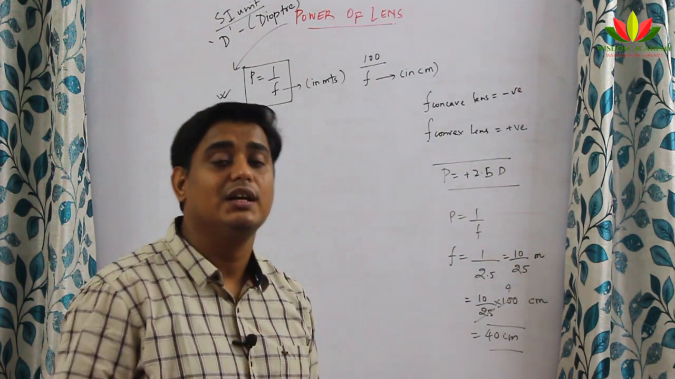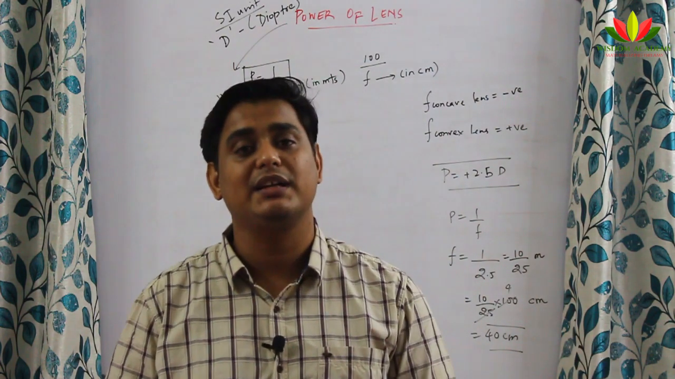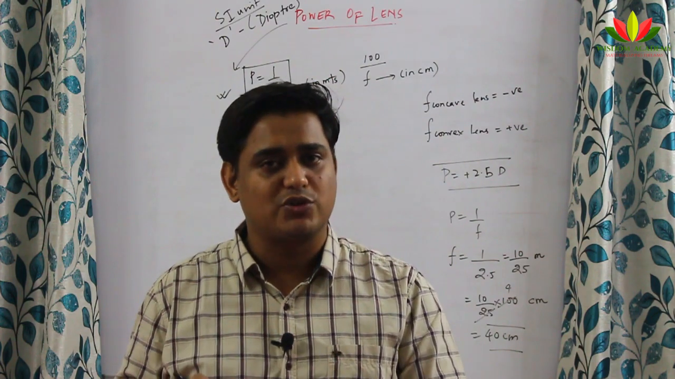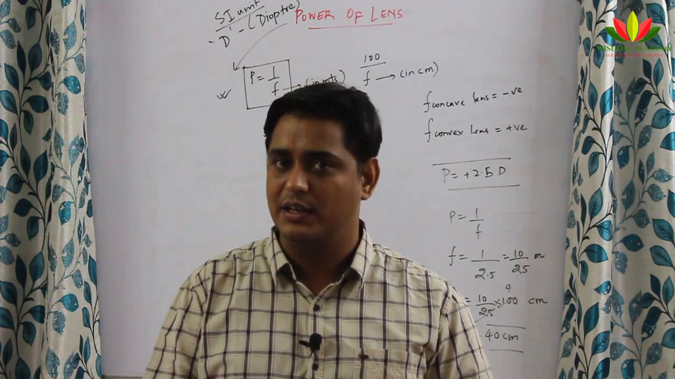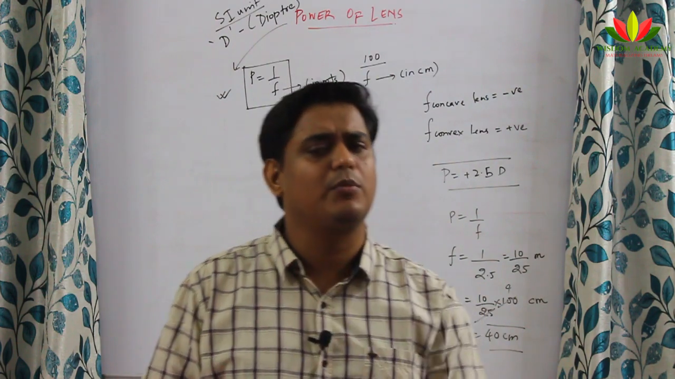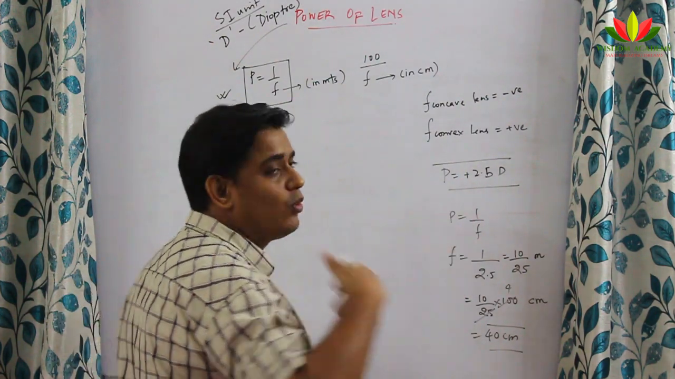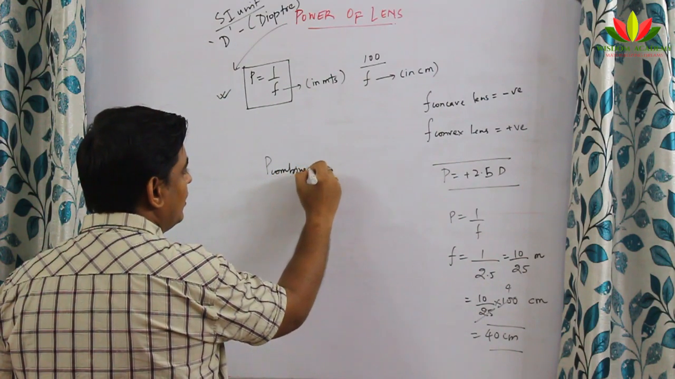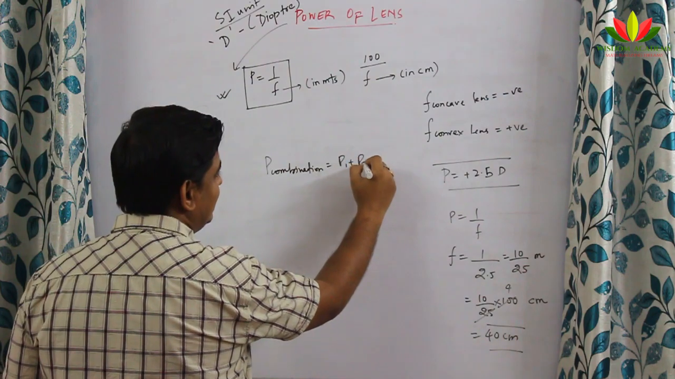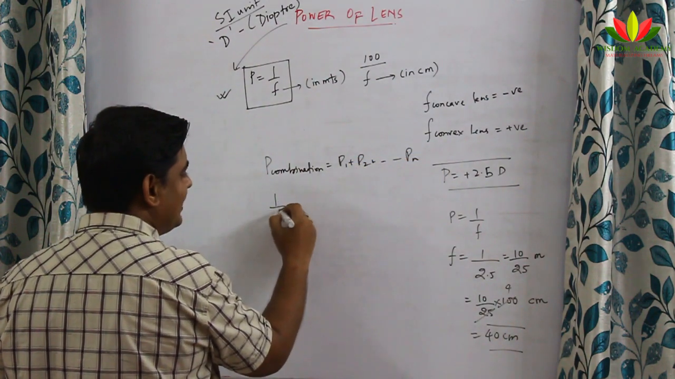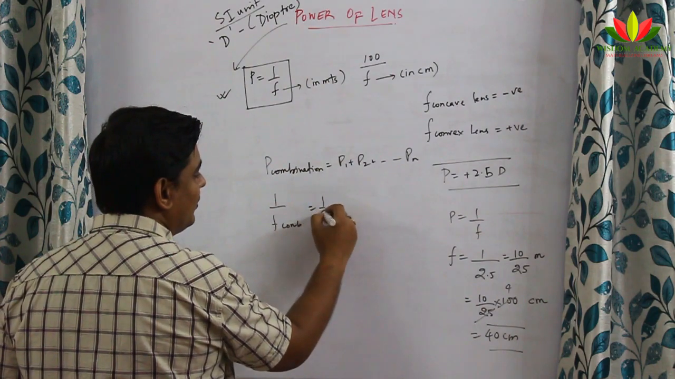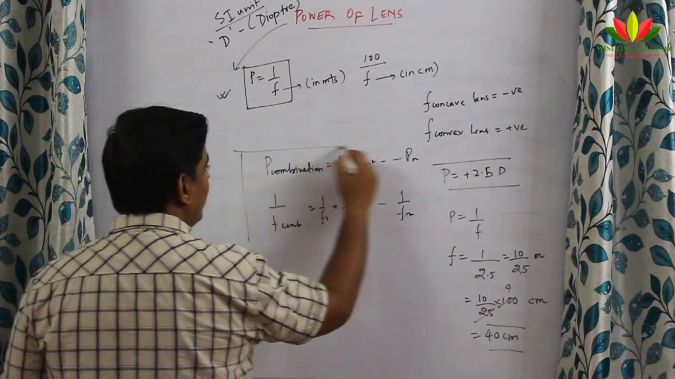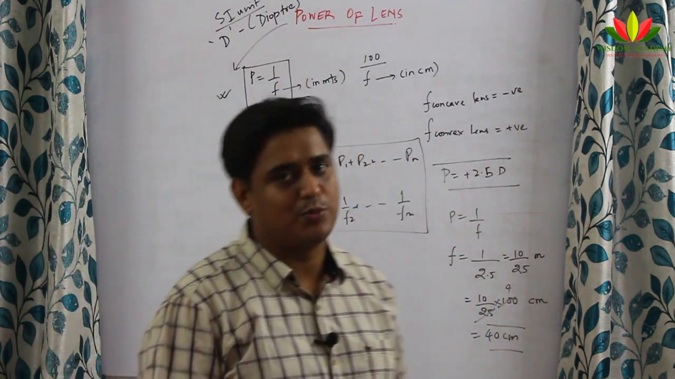Sometimes they will ask you in a 1 mark question, a person is wearing a lens of plus 2.5 diopter, tell the nature of the lens. You can say nature of lens is convex lens. And if they ask you to find its focal length, you can find it by using the formula P is equal to 1 by F. One more thing sometimes asked is combination of power. If there are more than one lens, 2 or 3 lenses, then power combination will be equal to P1 plus P2 plus P3 plus however many lenses there are. So 1 by F combination will be equal to 1 by F1 plus 1 by F2 plus 1 by Fn. This is the formula of combination of power and corresponding focal length.